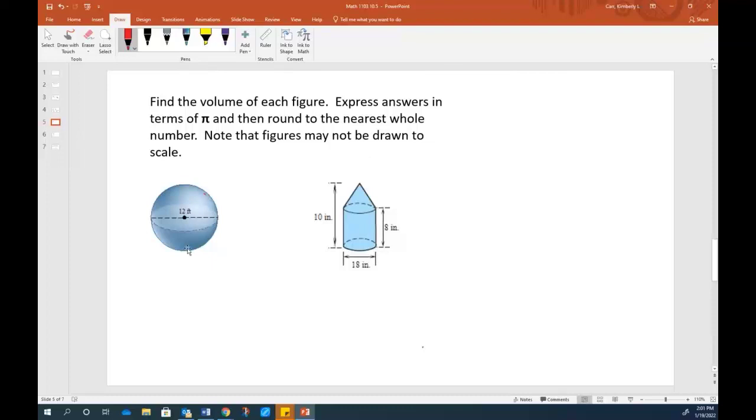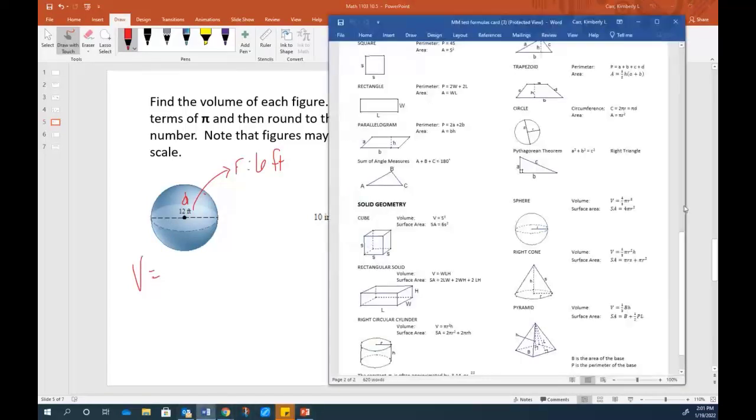So same kind of instructions here. This one's a sphere. On the sphere then, once again, that's the diameter. So that means the radius must be 6 feet. Okay. The formula for the volume of a sphere, and this is on that formula card. Again, I'll just show that one to you real quick. It's right here, 4/3 pi r cubed.